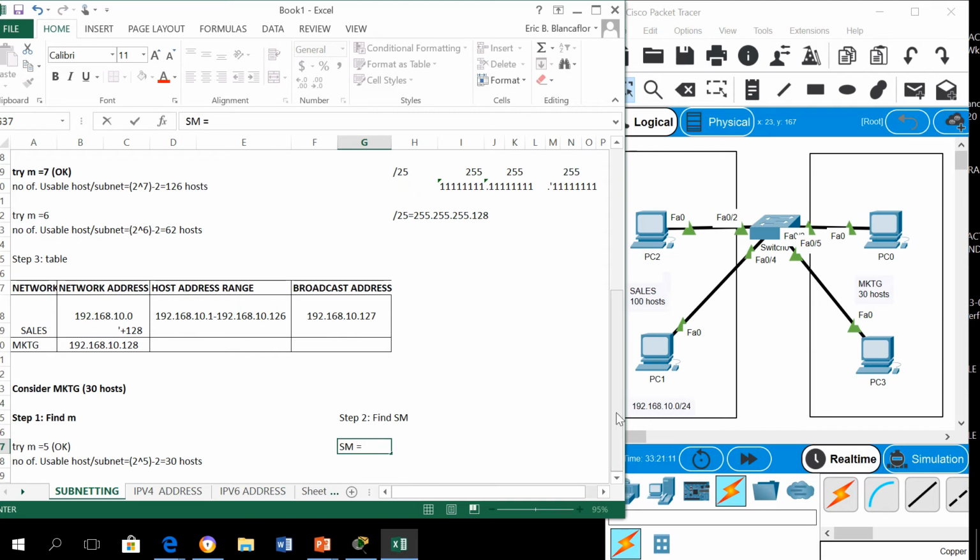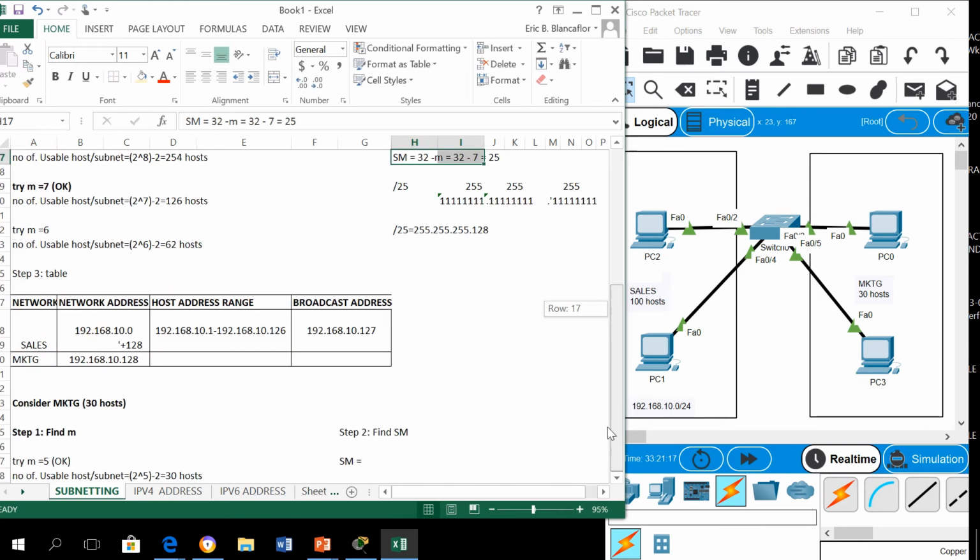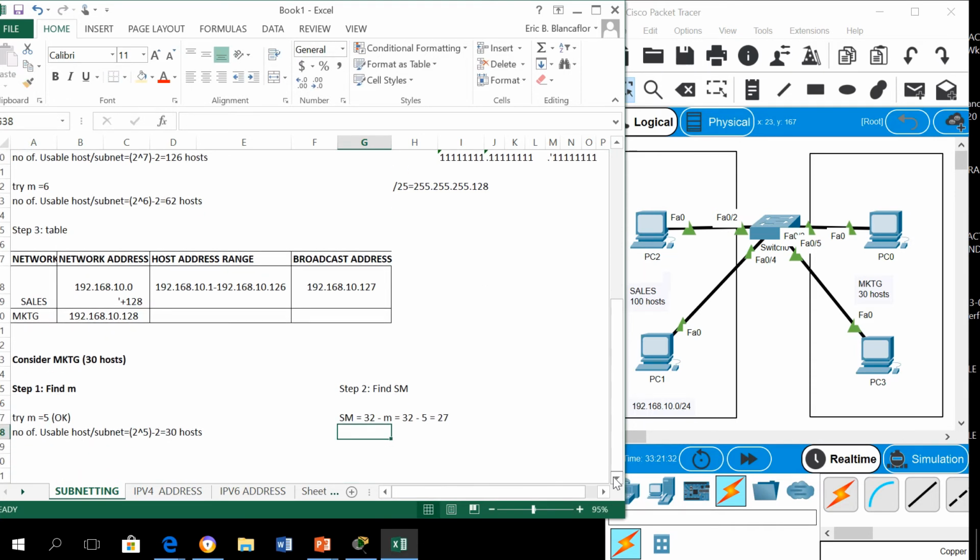You will find this easy. So, find the subnet mask. We only have a formula: 32 minus M. Just memorize the formula, 32 minus M. Our M is 5, so 32 minus 5 is 27. Therefore, our subnet mask is slash 27.